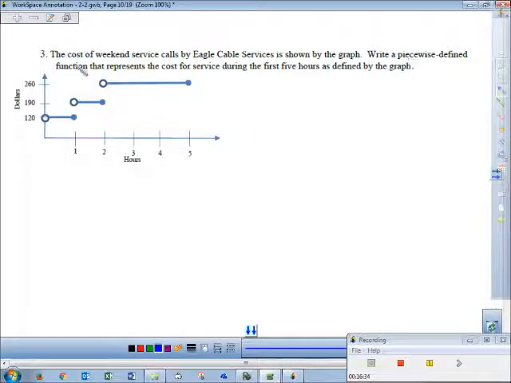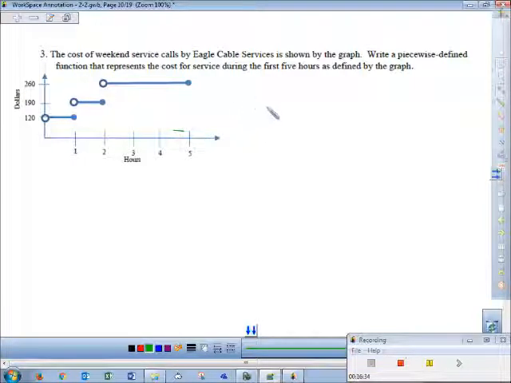So write a piecewise defined function that represents the cost for service during the first 5 hours as defined in the graph. So basically it's like, oh, you've got problems with your cable, somebody's got to come out to your house and fix it. What's the cost going to be right here? So this is like how many hours they're actually out on the job. And then this is the price that they're going to pay right here. So basically every step needs to be in our function.